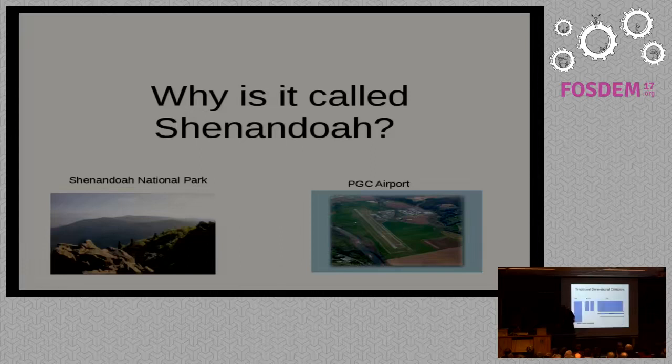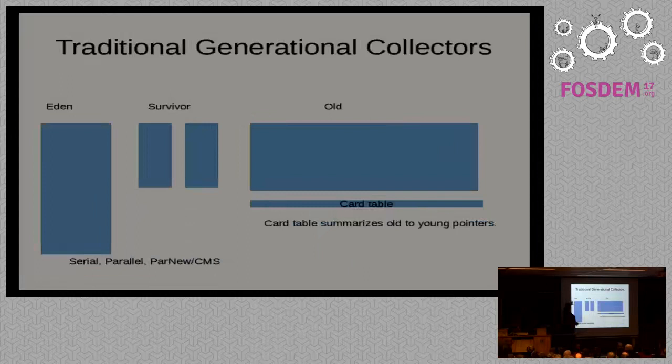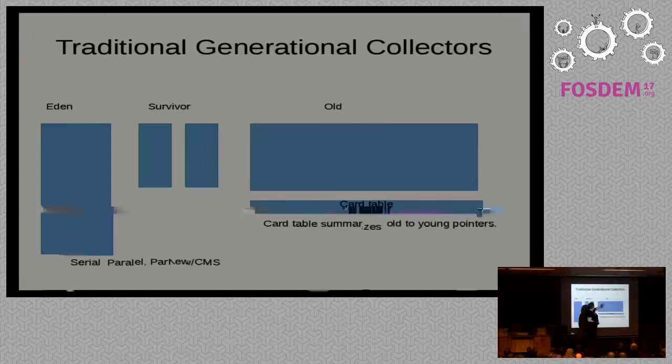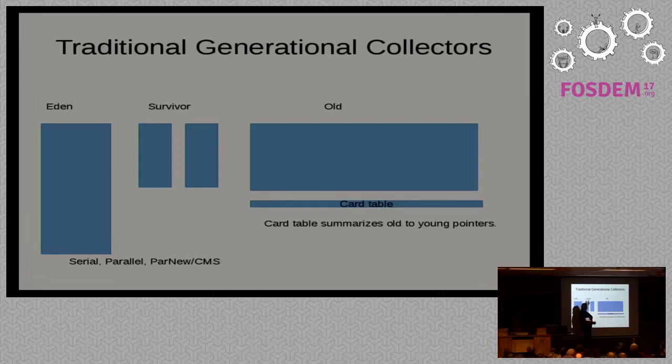All right, so traditional collectors like the serial collector, parallel, ParNew, are all separated into generations. You have Eden, you have Survivor Space, you have Old Space. You have a card table over here, and what this does is summarizes old to young pointers. So you can collect just this part of the heap. Shenandoah doesn't use that.